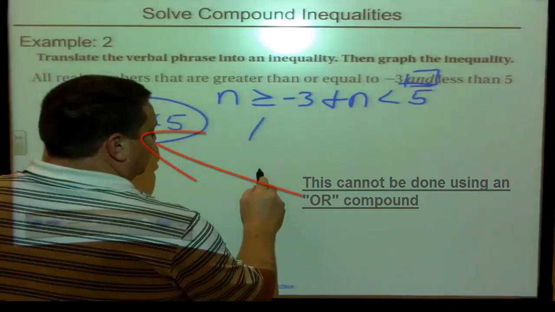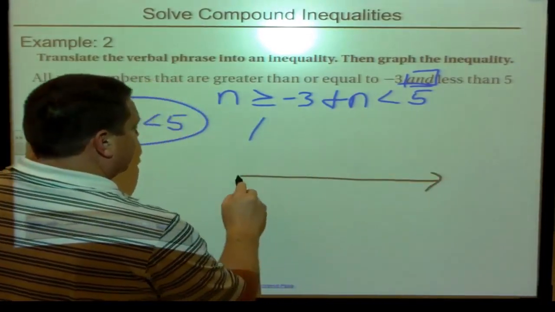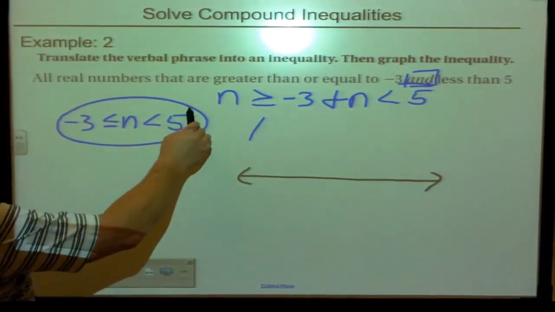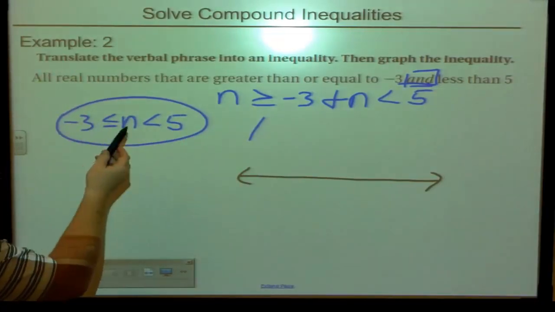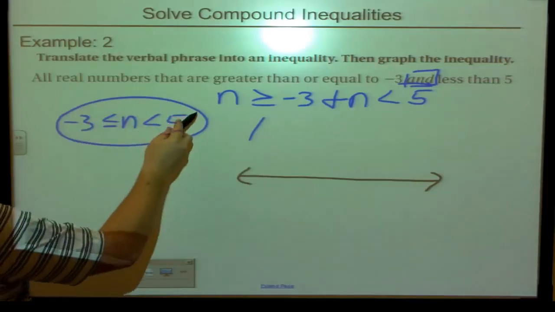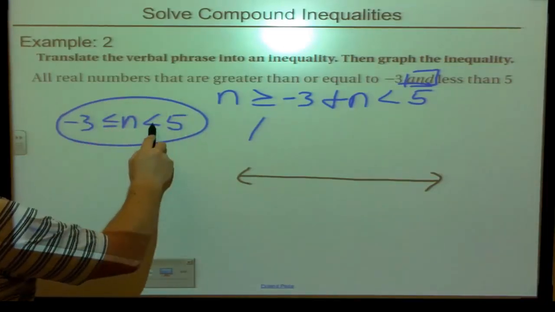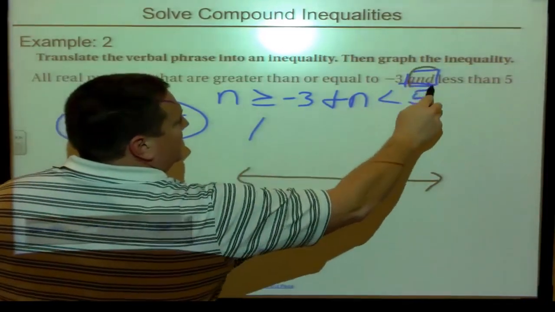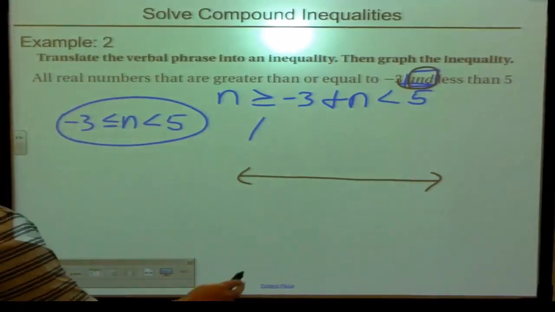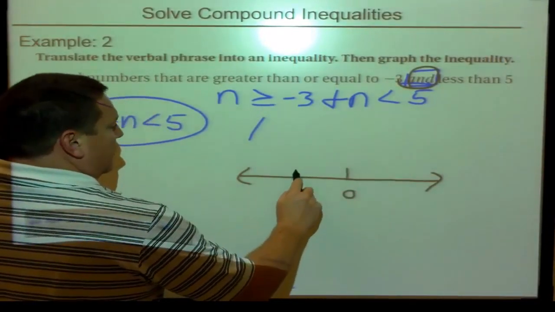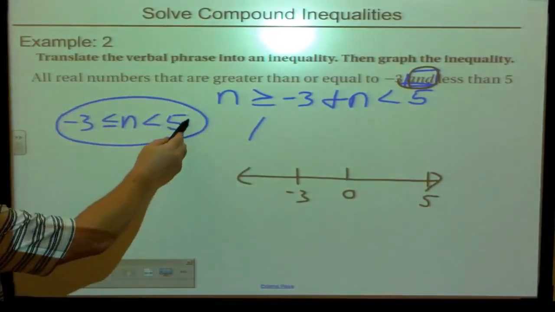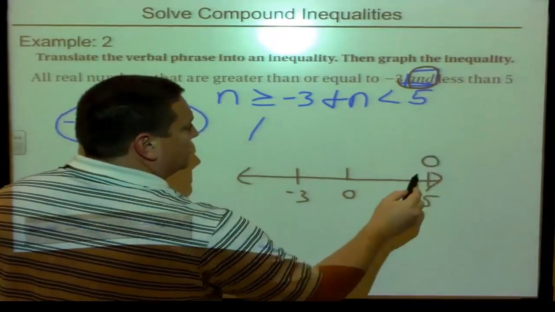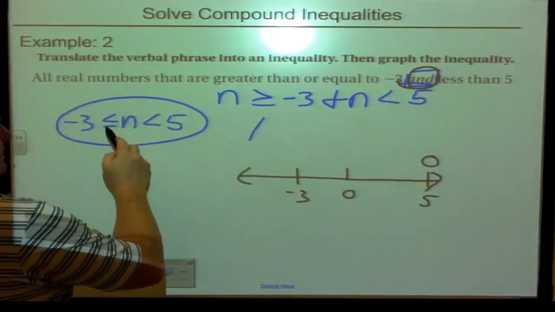So I want to go and graph them. This one's going to have an arrow at 5 that goes left. This one's going to have a solid dot at -3 going right. And I only want the intersection, the overlap, the and. So we'll call that 0, we'll call this -3, we'll call that +5. So at +5 I have an open circle. At -3 I have a closed circle.